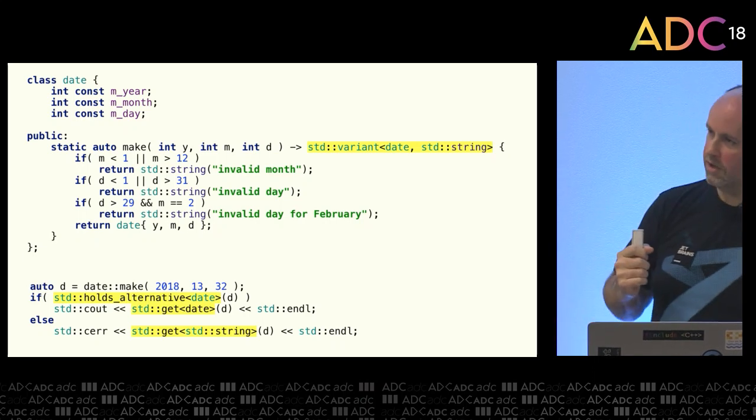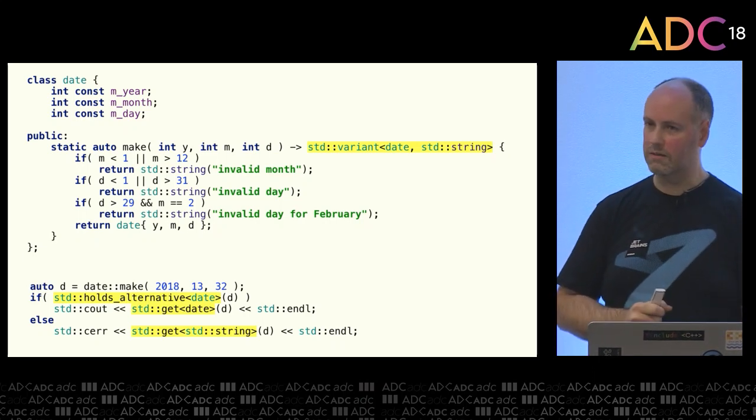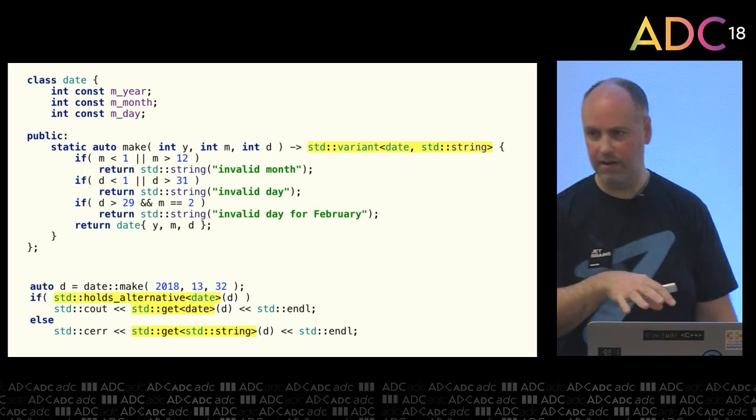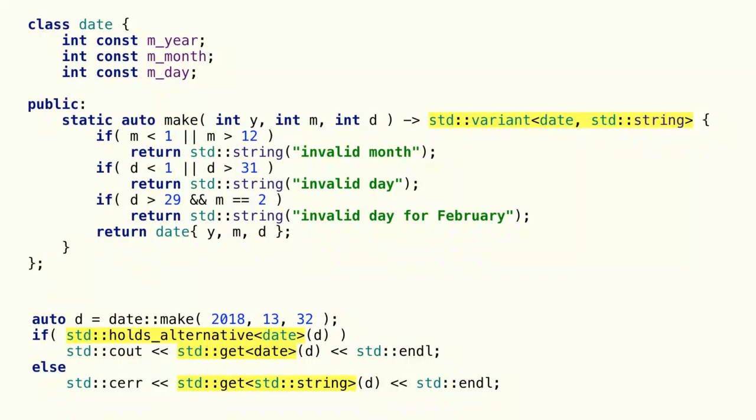The usage code, so here we're calling, this is std::variant, Boost variant's a bit different, but we're saying, does it hold this particular alternative, date? And if it does, get the date out, otherwise get the string out. It's a bit verbose, I have to say, so that's going to be reflected in the scores.